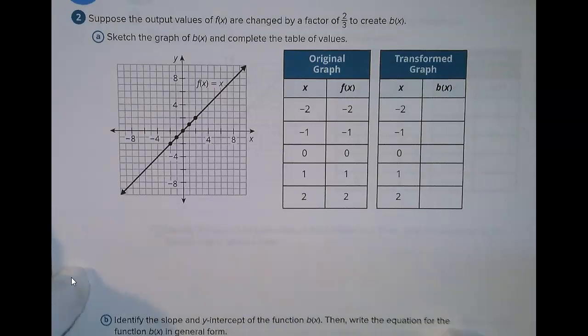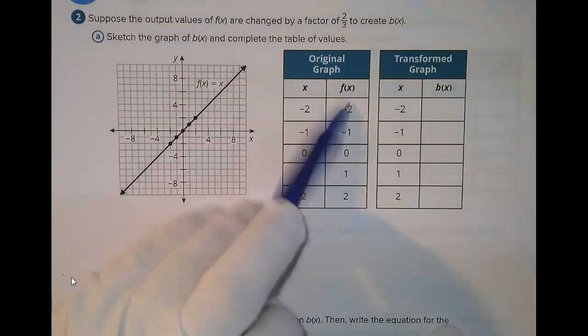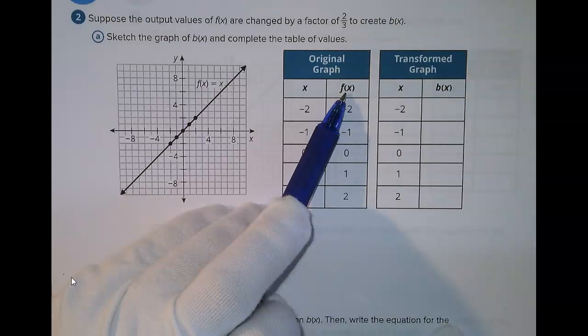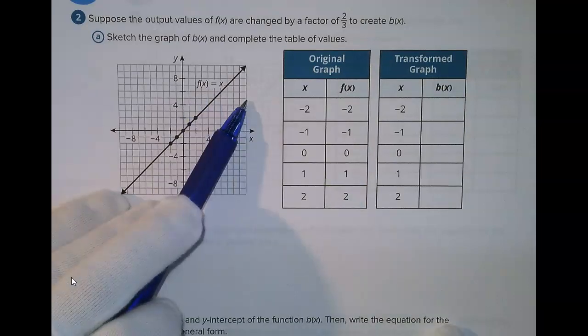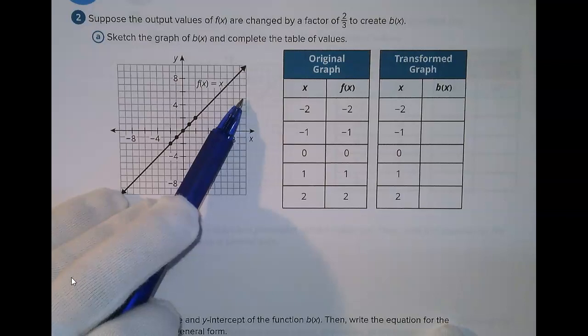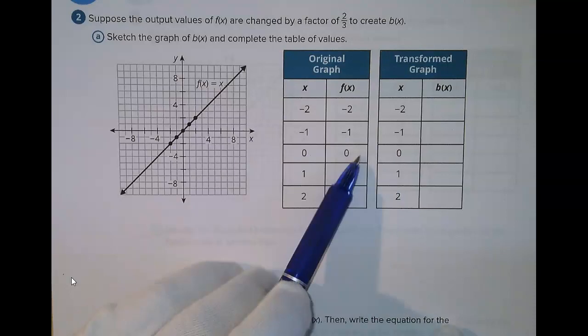This is the same as the previous function. We're starting with the function f of x. The function is f of x equals x. The input is going to be the same as the output, like here in this table. The input and output are the same.